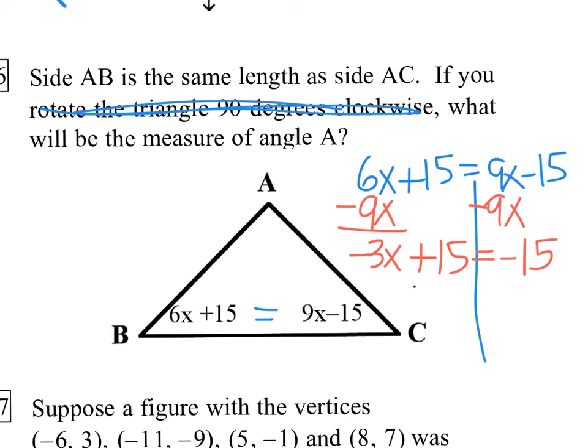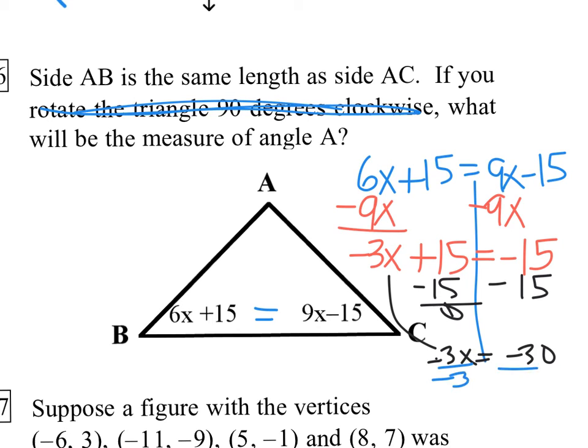Then I'm going to go ahead and move my negative 15 to the right. That cancels out. I'm going to bring down my 3x, negative, don't forget the negatives, equals negative 30. From there I can divide by negative 3, and I know x is going to equal positive 10. That's important to know. If x equals positive 10, what in the world is this angle going to equal? What are you supposed to do? You're supposed to take this x and plug it in there.